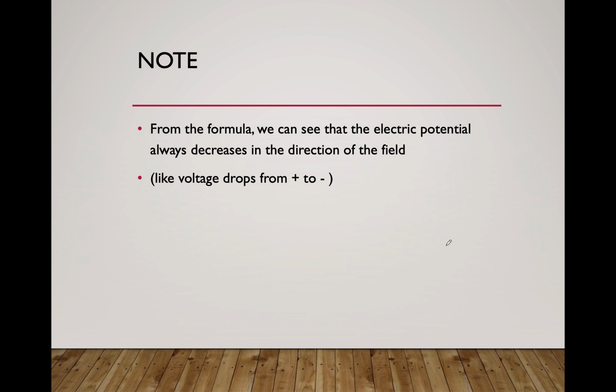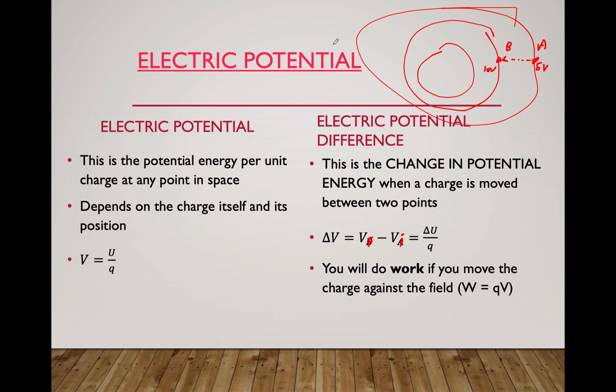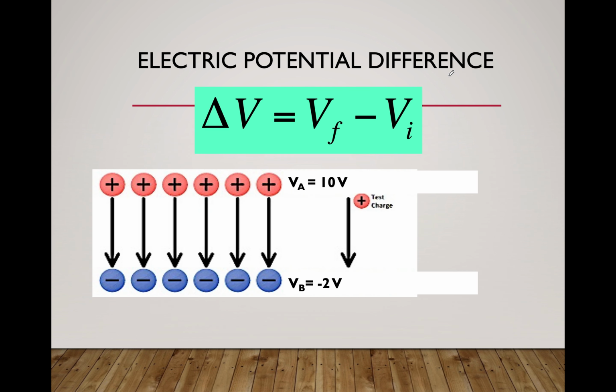So we can see that the electric potential is always decreasing in the direction of the field. If this is a positive charge, the field line is going out. You can see that this is 10 volts, this is 5 volts. Further away I get will be 3 volts, 2 volts, 1, and so on. It will decrease the further away I get from the positive charge. Very nice. Formula right here, V final minus V initial.